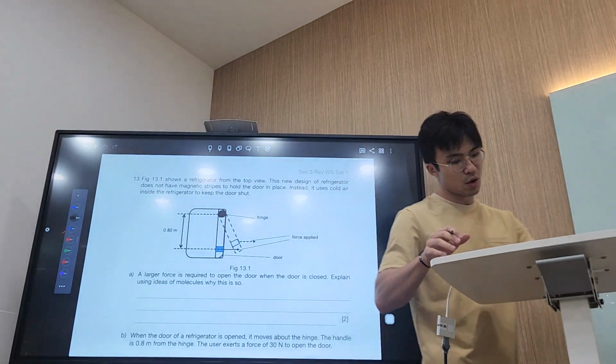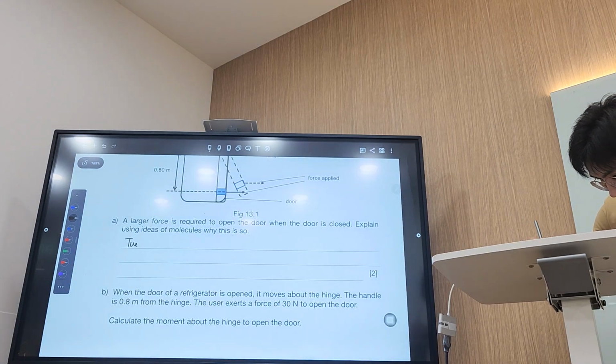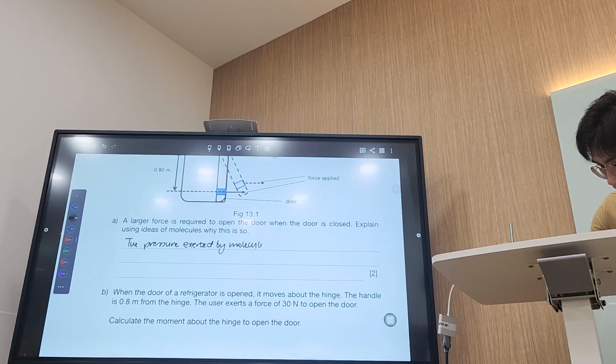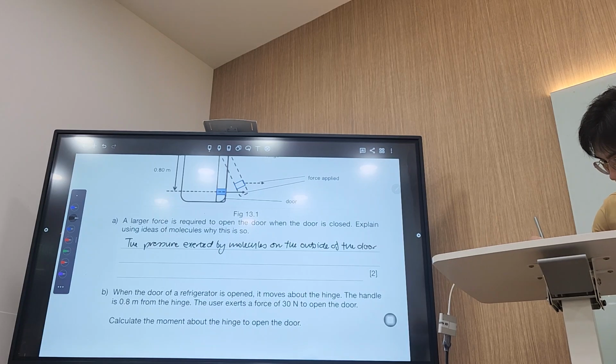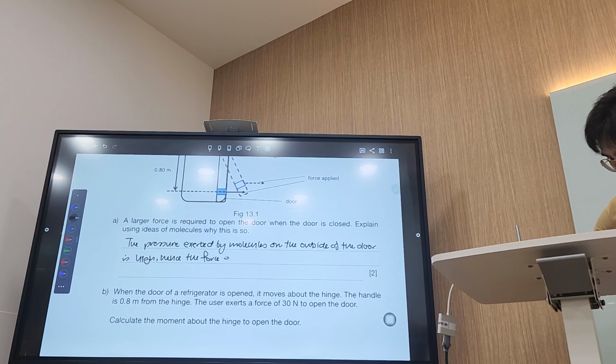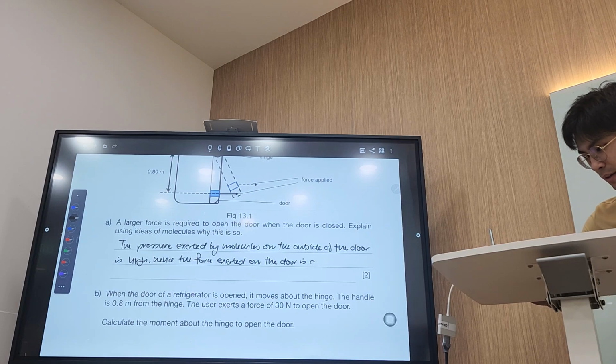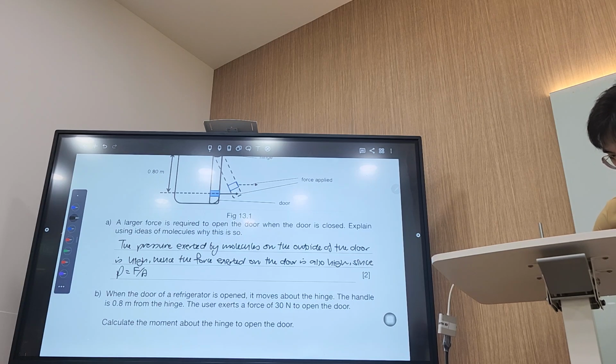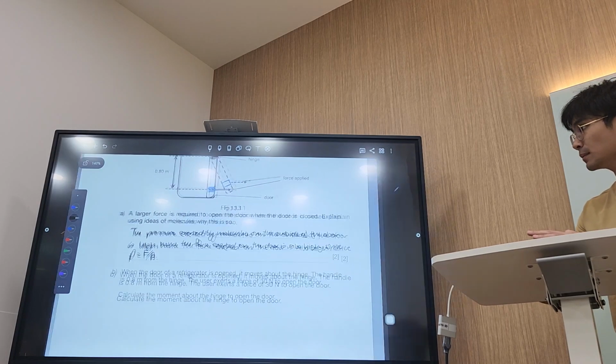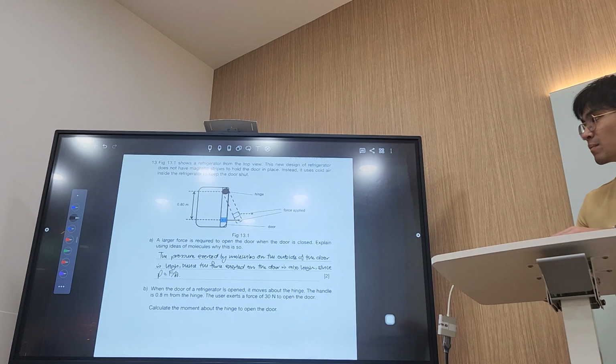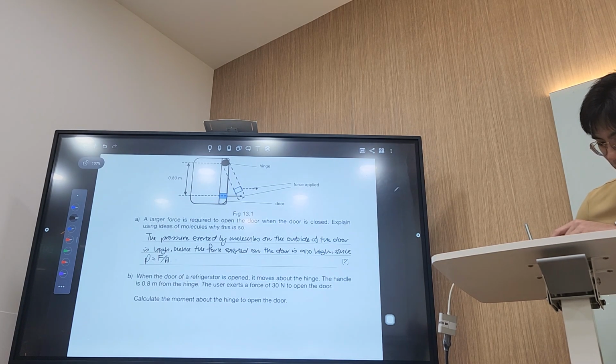Why is a large force required to open the door? We will say that the pressure exerted by molecules on the outside of the door is high. Hence, the force exerted on the door is also high, since P equals force per unit area. Yes, you can put equations in your answer. Therefore, the force exerted on the door is very high.